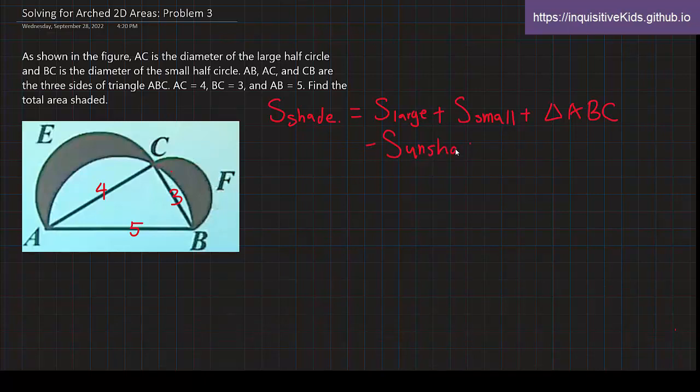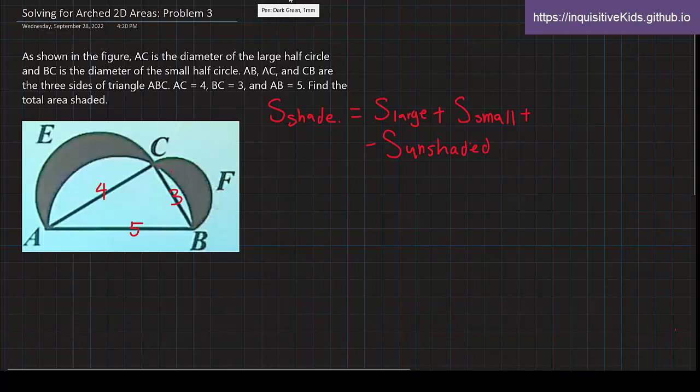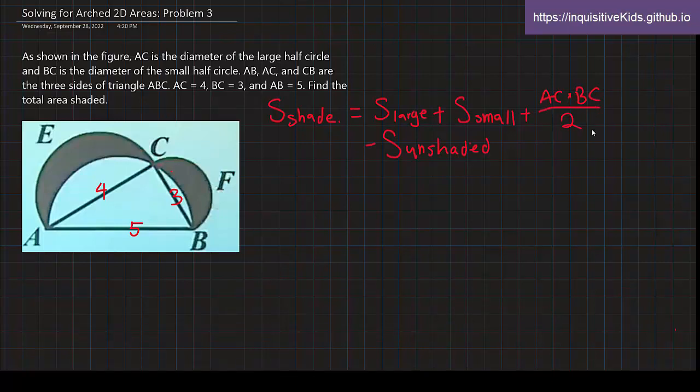But instead of writing triangle ABC, I'm going to rewrite it as AC times BC, AC times BC divided by 2. Why? Because this is the actual formula for finding the area of a triangle, and I just want to be able to write it in terms that we can solve. So now, in this next step, let's replace large, small, and unshaded with the actual formulas you're going to use to solve it.